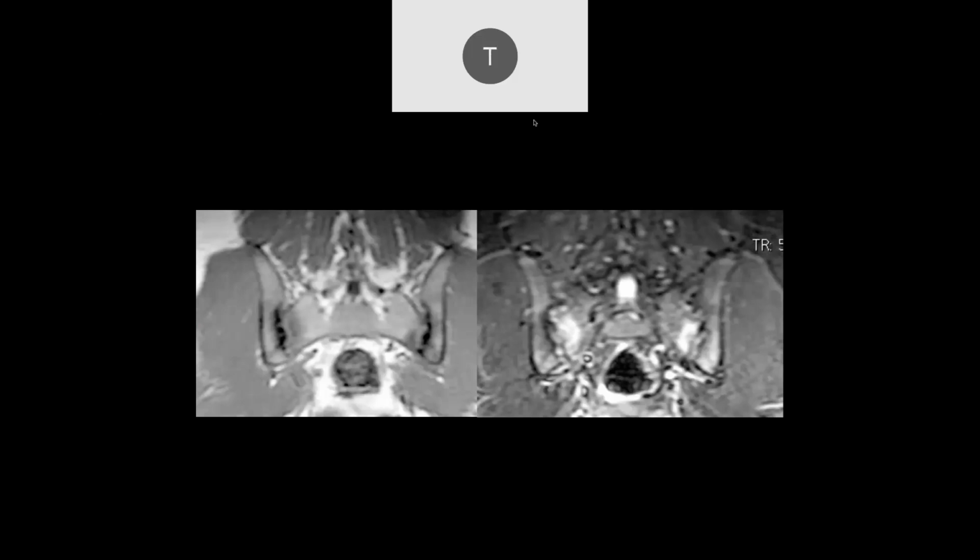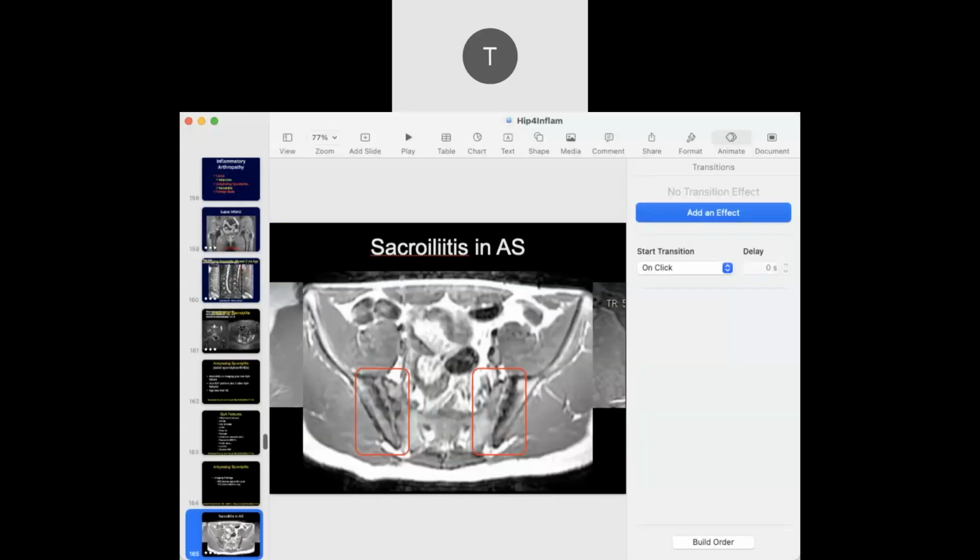Oh no, looks like there's edema in the sacroiliitis laterally. What's going on here? Don't believe it. Really does not like Tayson. That's crazy.